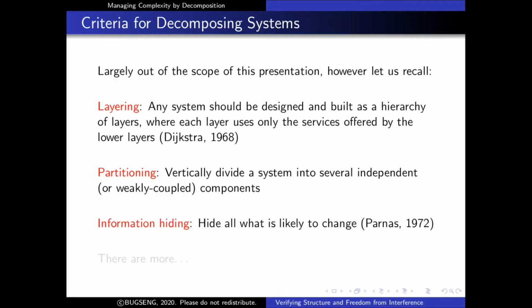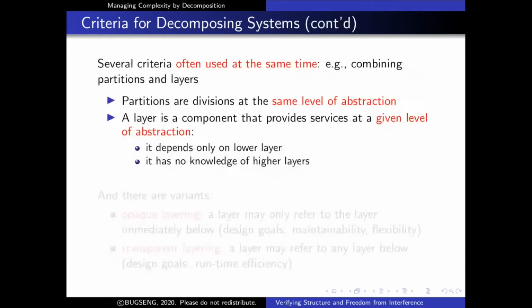Another strategy is called information hiding. This was introduced by Parnas in 1972, and the philosophy was: hide all that is likely to change. There are more, of course. And in addition, several criteria are often used at the same time. For example, combining partitions and layers is very common.